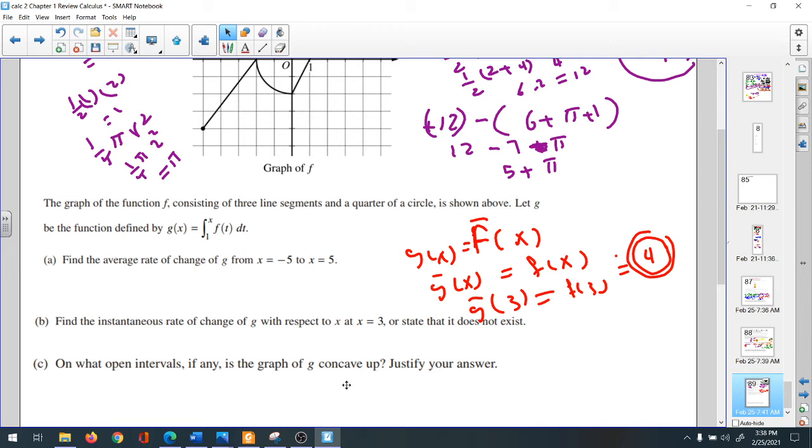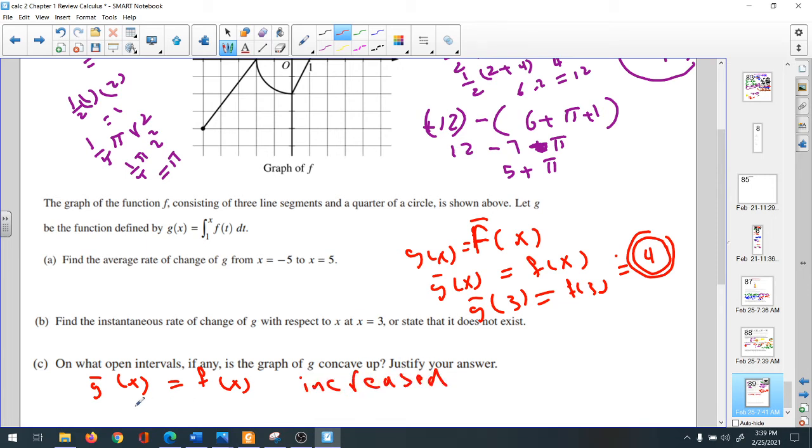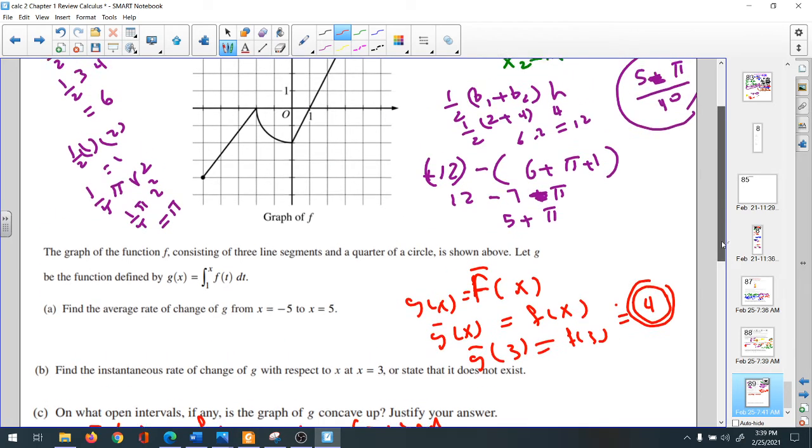Concave up means the derivative increased. First, we have to put this assumption here: g dash of x, the derivative of g, equals f of x. And where is it increasing? We don't have the graph of g, we have the graph of f. That's fine. So where does the graph of f increase?